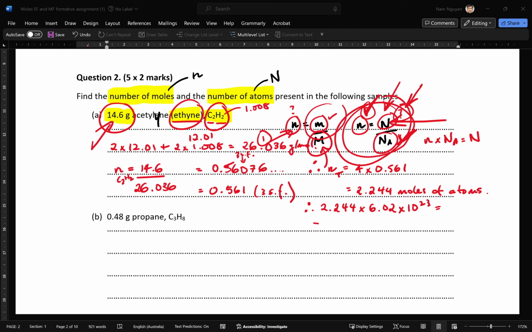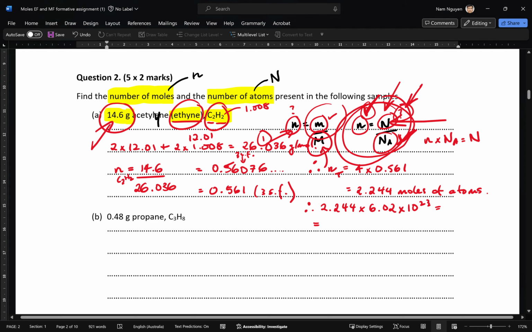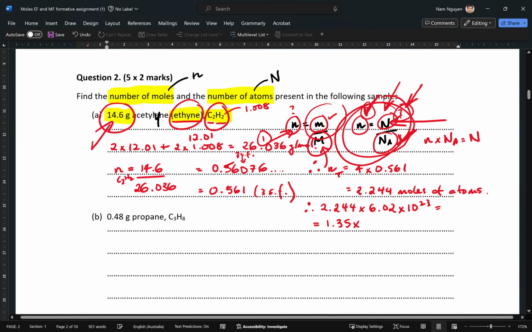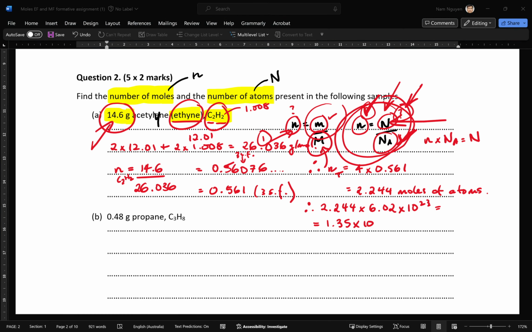Okay, so that will be equal to 1.351. No, how many significant figures are we doing? We're doing 3. 1.35. Yep. 1.35 times 10 to the power of how many of that? I've got 3, 6, 9, 12, 15, 18, 21, 24. Alright.